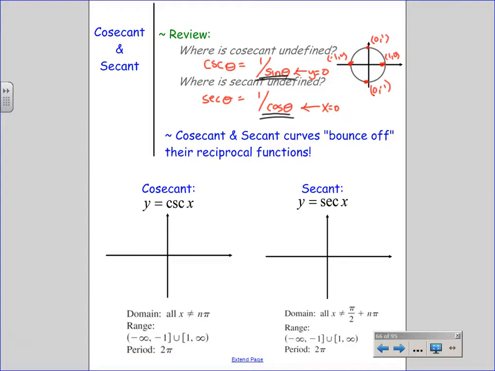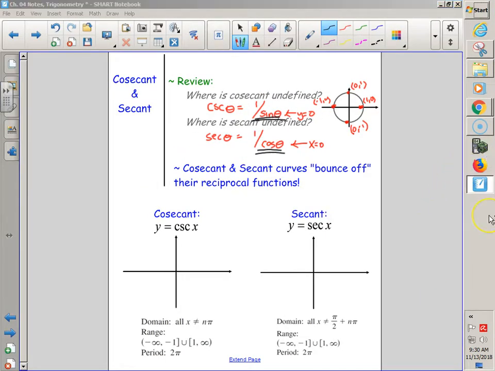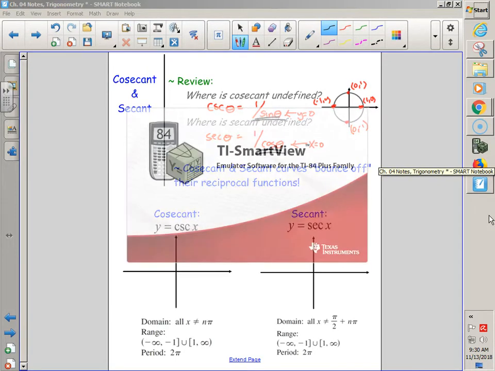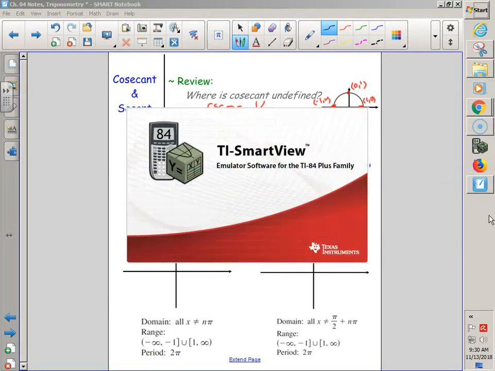Can you guys get out your calculators? Can you change your calculators to radian mode? Zoom standard. And in your y1, I want you to do just cosecant. Who's what again? 1 over sine? Okay. I want you guys to graph cosecant. Who's 1 over sine? Zoom standard, radian mode.